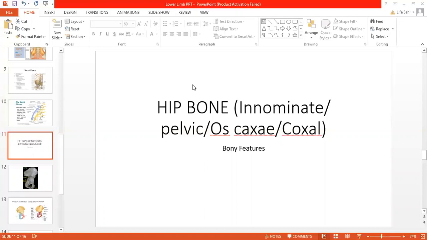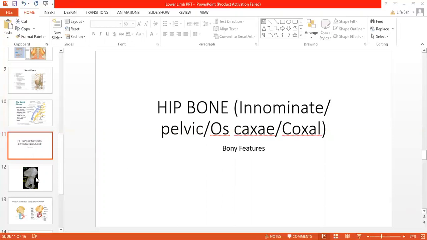So this bone is called hip bone. It has several other names, which include the innominate bone. Innominate means nameless, no name. It is also often referred to as pelvic bone, os coxae. Os coxae is a term derived from the Latin language, and coxal bone refers to the pelvic bone which connects the trunk with the lower limb. Both of these words, os coxae and coxal, are derived from the Latin language, referring again to hip bone.